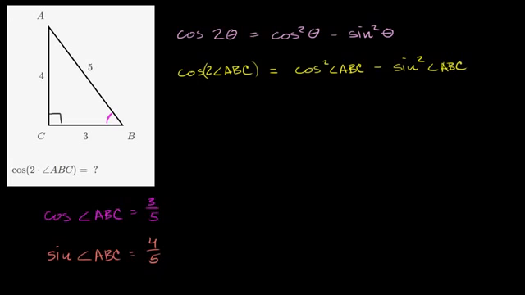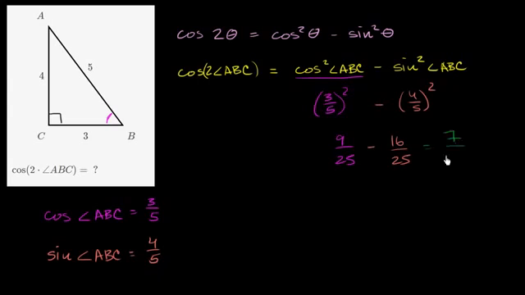This thing right over here is just going to be equal to 3/5 squared. Cosine of angle ABC is 3/5, so we're going to square it. And this right over here is just 4/5 squared. So it's minus 4/5 squared. And so this simplifies to 9 over 25 minus 16 over 25, which is equal to 7 over 25. Sorry, it's negative. Got to be careful there. 16 is larger than 9.